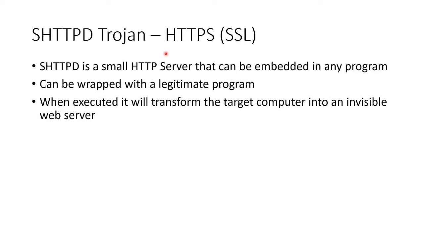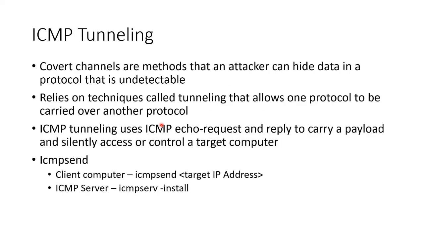We can also have HTTPS using SSL, and it's SHTTPD. This is a Trojan. It's a small HTTP server. You can hide it in any program. It's wrapped up into a legitimate program, and when it's executed, it turns the target into an invisible web server. Not that we want people to connect to a web server, but that's how we connect to it as the attacker.